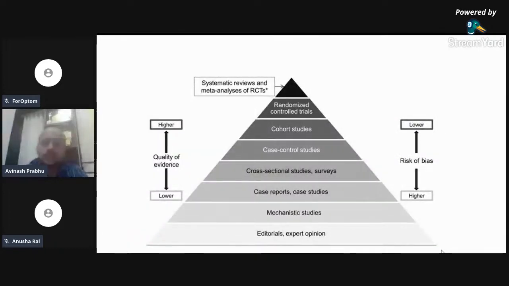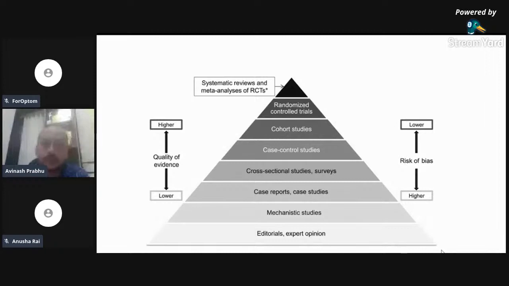Right. Now, this is also a very important thing that we should know at our base level: the evidence pyramid. Which kind of study design is at the top? If you look at this pyramid, at the apex we have systematic reviews and meta-analyses of RCTs. Next comes the RCT. RCT is accepted as the topmost among the evidence givers. If you look on the left side, there is an arrow mark. Quality of evidence is higher, right? When you come towards an RCT or systematic review or meta-analysis, the quality of evidence is higher.